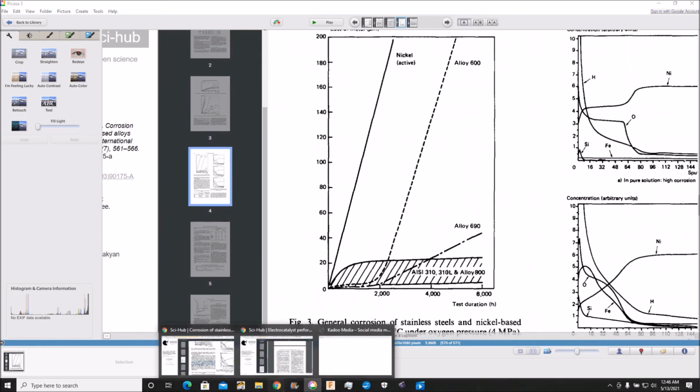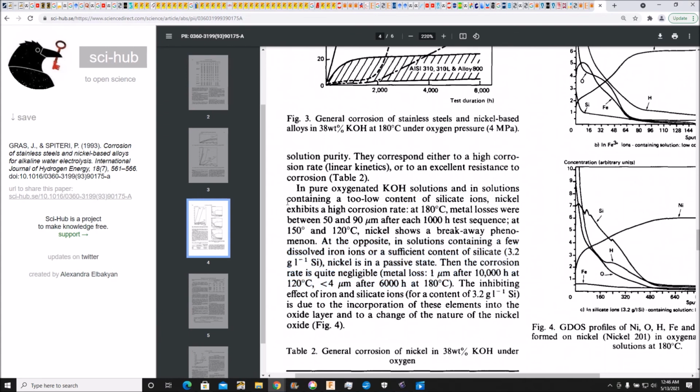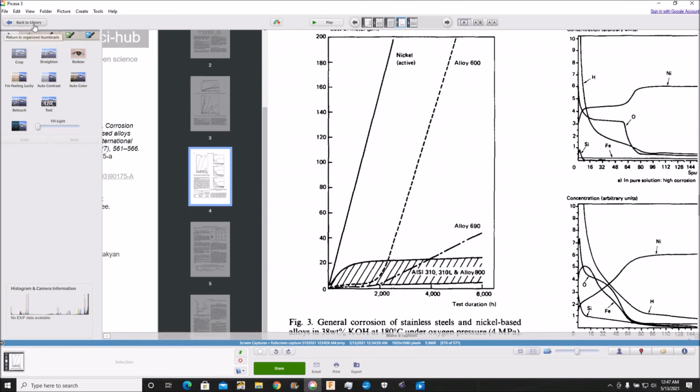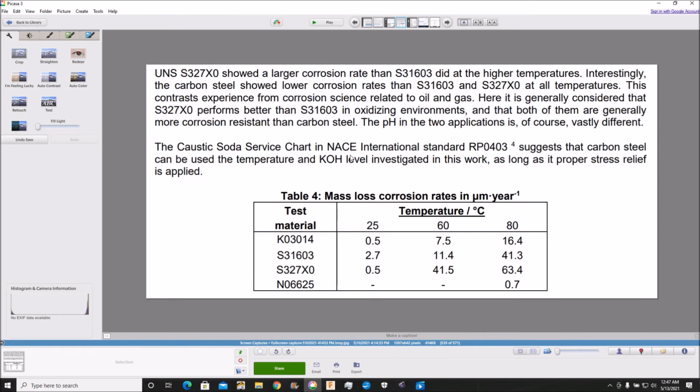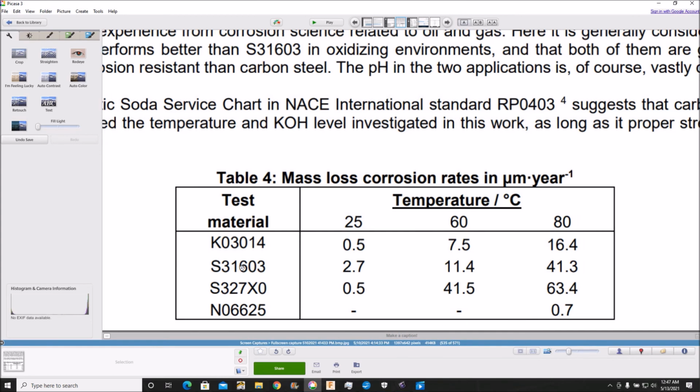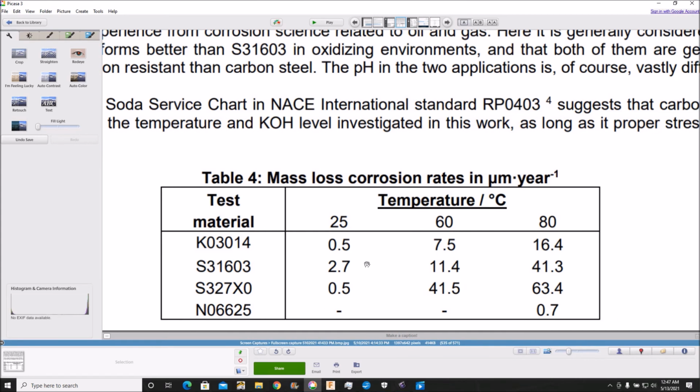What's going on is the kinetics of this reaction. With the presence of too few dissolved iron ions, or insufficient concentration of silicate, nickel is in a passive state. When you're in a passive state, the corrosion rate is 1 µm, which is why the first study we went to actually was quite accurate. So this was Inconel 625.